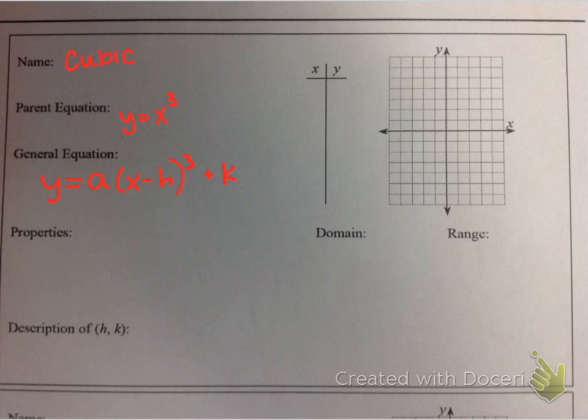Now if you look at this general equation, it's going to look really similar to your parabola, and you might even want to, I didn't write here, but if you want to add in a plus or minus in front of that a, go ahead and do that. That's going to tell you if we're flipped or not. So you want to add in that plus or minus a times x minus h cubed plus k.